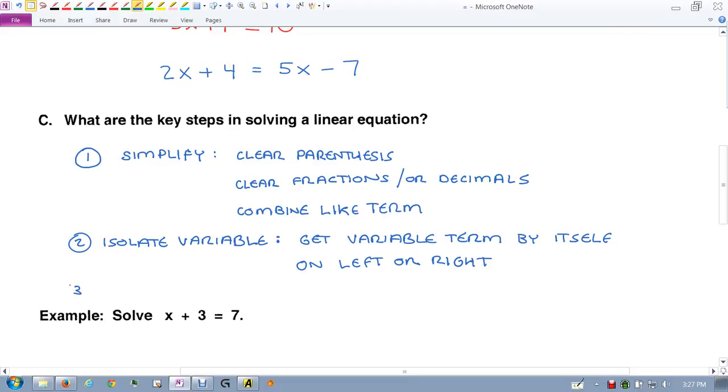And then finally, you want to remove the coefficient on the x, or on the variable. So in other words, if you have like a 3x, you want it not to be 3x, you want it to just be x, so you have to get rid of the 3. The number in front of the x or the variable is called the coefficient. So I think when I do an example, you'll see how we actually do the removal of the coefficient.